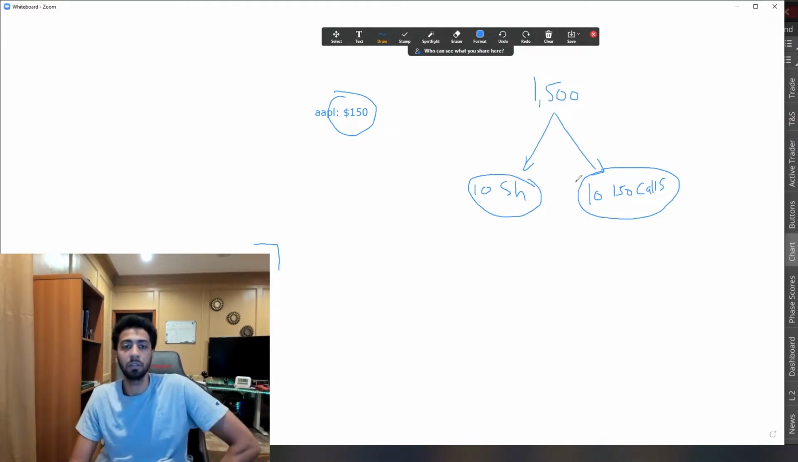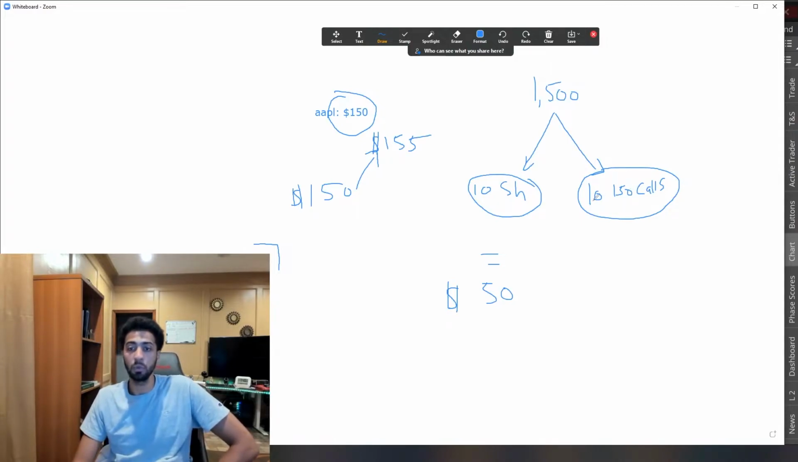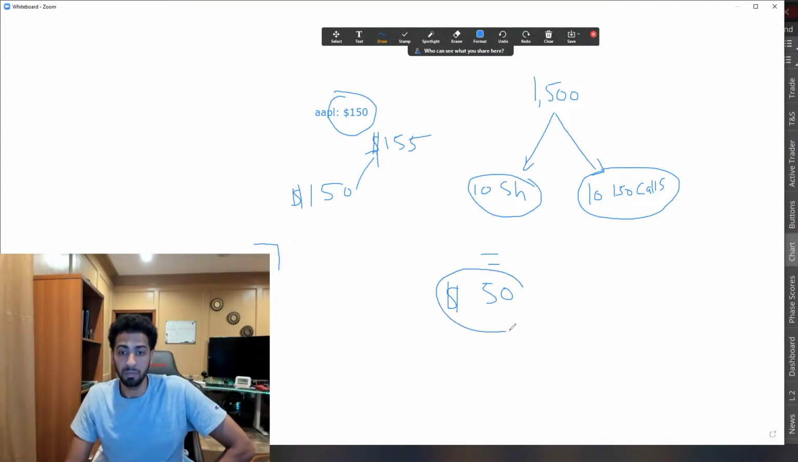Now, let's try to calculate it in terms of potential reward or risk. Let's say the stock is 150 when you bought these shares. Now, if the stock goes up to 155, let's calculate how much potentially you'll make. Since the stock went up $5 and you have 10 shares, you're gonna make $50, right? Simple. However, how much are you potentially going to make from your 10 calls? Even though it's the same investment, are you gonna make the same $50? No. Actually, what you're going to be making is a lot more than that.